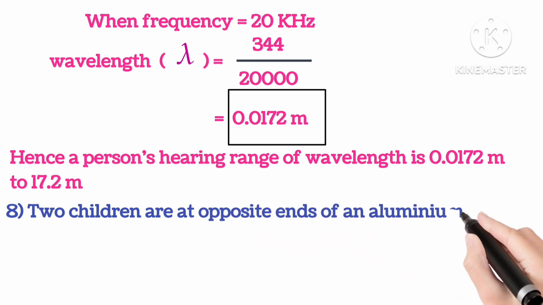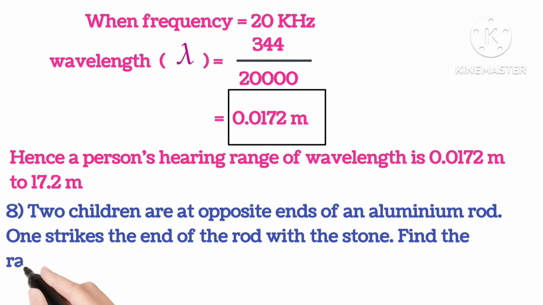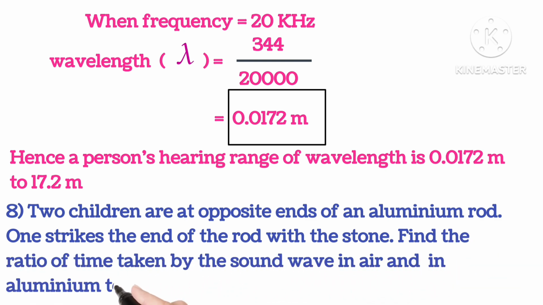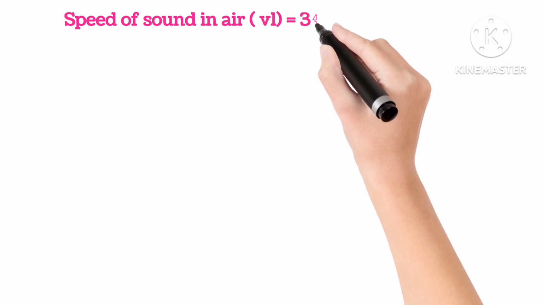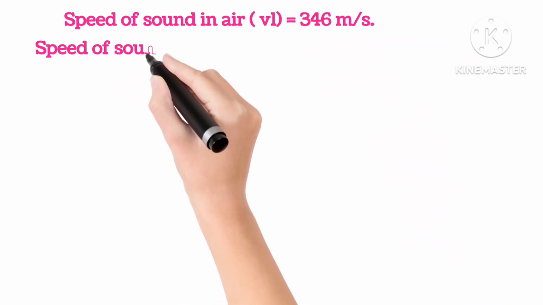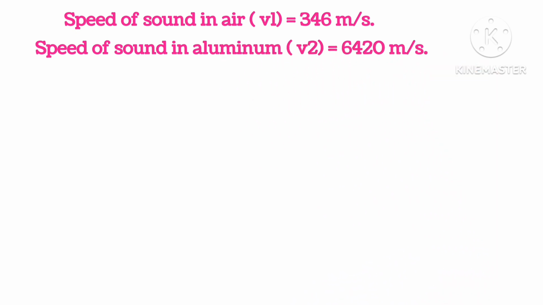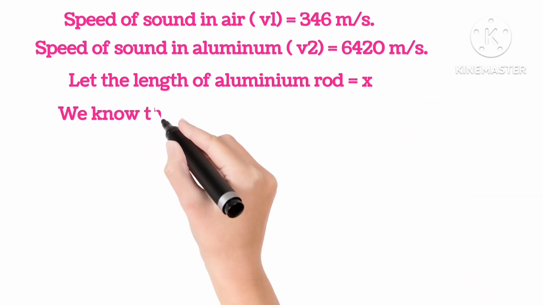8. Two children are at opposite ends of an aluminium rod. One strikes the end of the rod with a stone. Find the ratio of time taken by the sound wave in air and in aluminium to reach the second child. So the speed of sound in air is V1, which is 346 meters per second. Speed of sound in aluminium is V2, which is 6420 meters per second. Let the length of the aluminium rod be x.